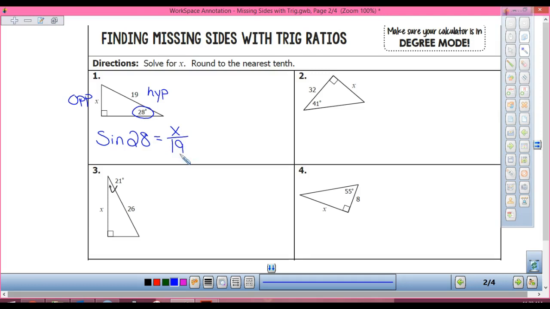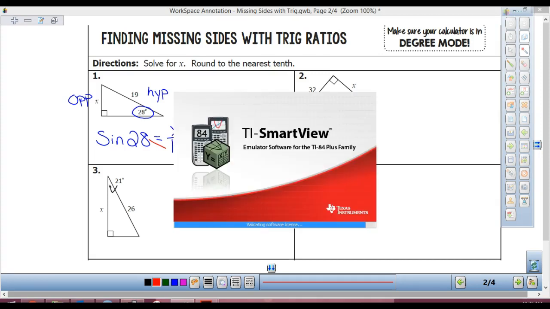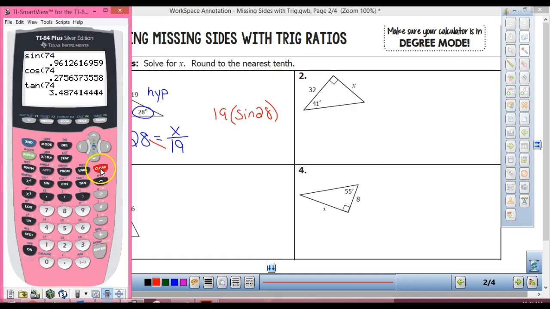Alright? Don't type this in your calculator yet because I'm going to show you how to do it. Okay? So if X is on top, all I have to do is cross multiply. So I'm going to take 19 times the sine of 28. So some of you are still trying to type this in your calculator, you're not going to know how to do it yet. In your calculator, you need to take sine of 28 first. So you've got to hit sine 28, or some of you are 28 sine. Okay? Hit enter, and it's going to give you a big long decimal. Okay? Then, times by 19.